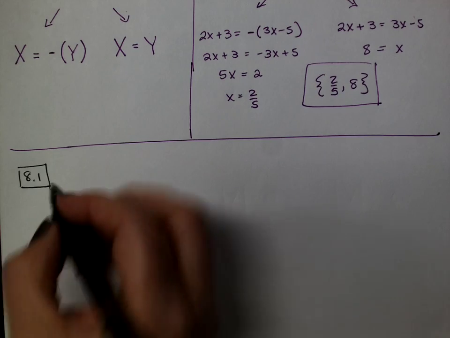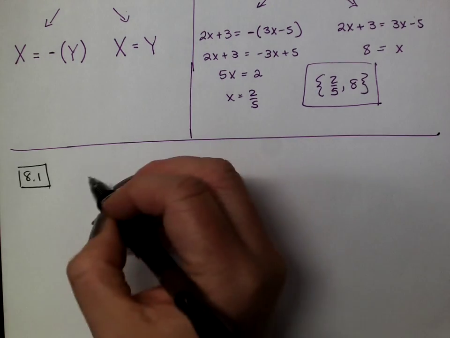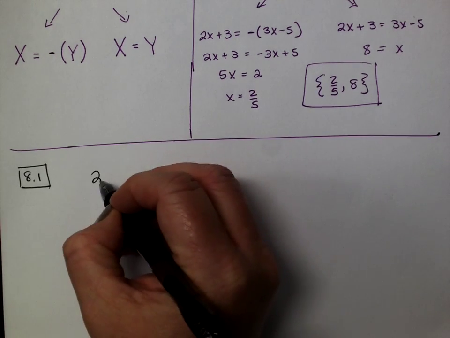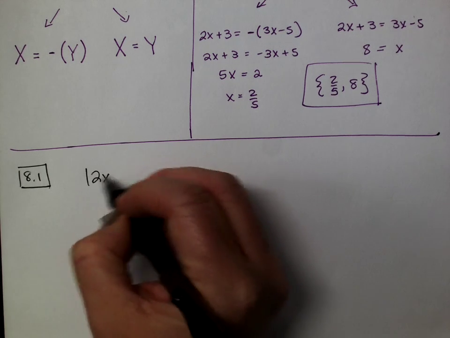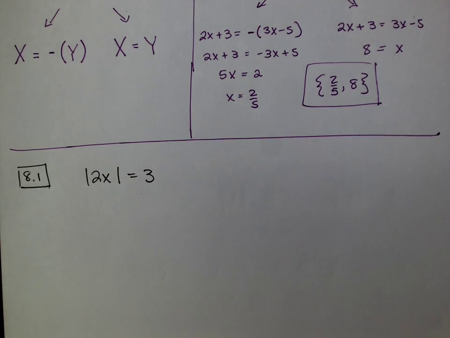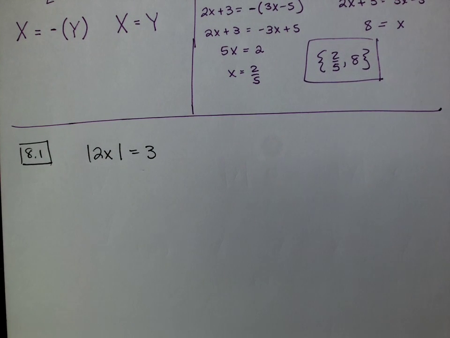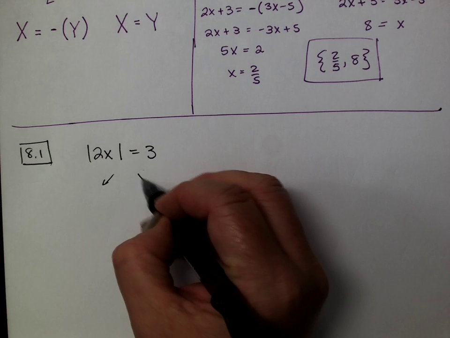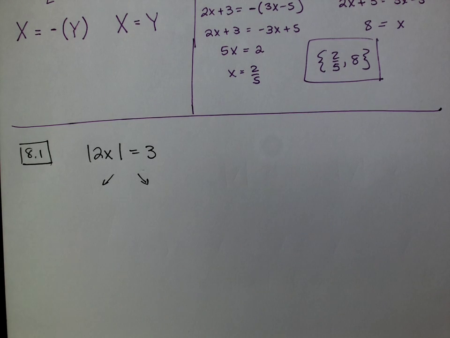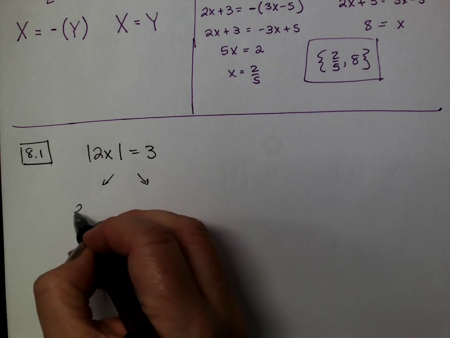Okay. So to start with, let's take an absolute value equation, a single variable equation. 2x, absolute value of 2x equals 3. So go ahead and solve that for x. It's already isolated, and also no fractions or anything, so pretty straightforward.